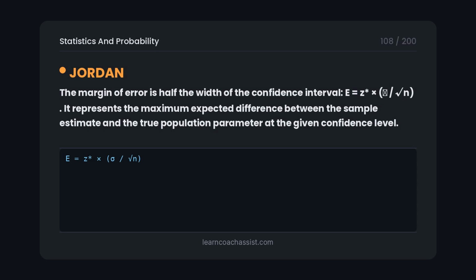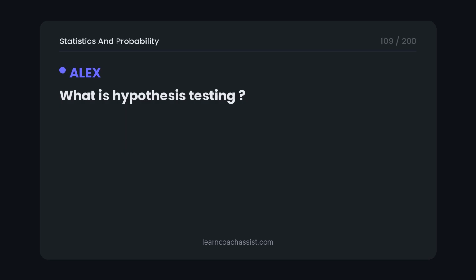The margin of error is half the width of the confidence interval, E equals z* times sigma / square root n. It represents the maximum expected difference between the sample estimate and the true population parameter at the given confidence level. What is hypothesis testing?